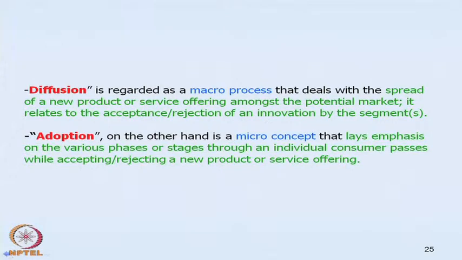Now let us first talk of the diffusion process, and then we will subsequently discuss the adoption process. What is the diffusion process? It deals with the spread of the new product or service offering amongst the potential market, and it talks about acceptance and rejection of a new product. It is a process by which an innovation spreads amongst and gets absorbed, accepted or assimilated by consumer markets or consumer segments in the marketplace. That is what we refer to as the diffusion process.